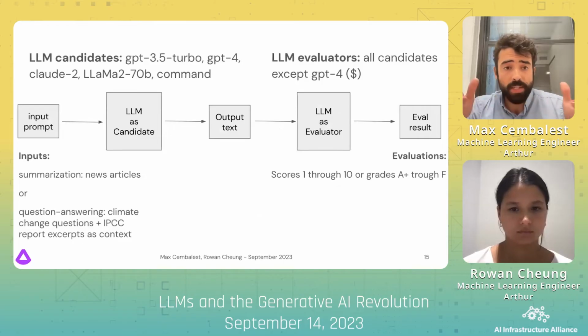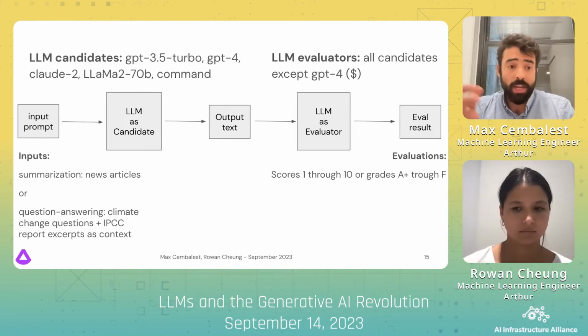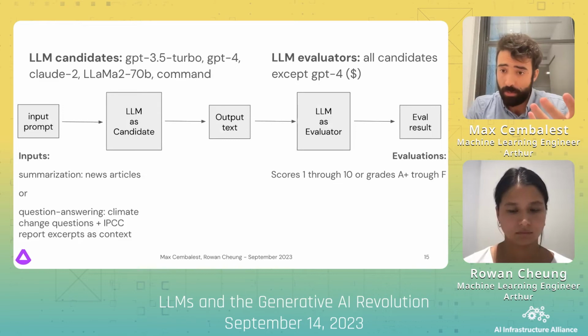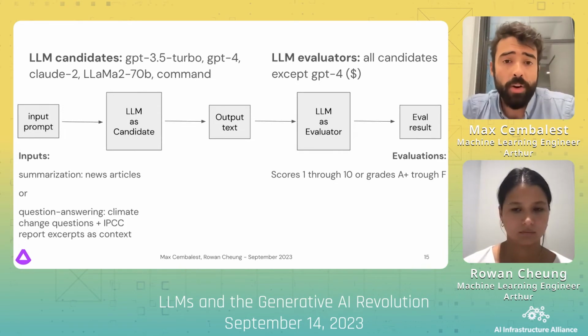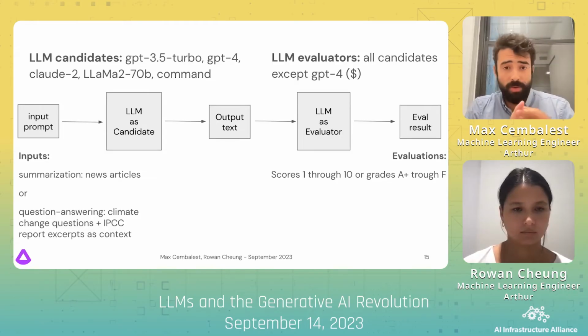So this is a quick overview of the first set of experiments we ran. We took two very popular use cases that we've been seeing a lot so far: summarization and question answering, some kind of question given some context that can help produce the answer. And we compared 5 different LLMs as candidates on these tasks: GPT 3.5 Turbo, GPT 4, Claude 2 from Anthropic, Llama 2 with 7 billion parameters, and the Command model from Cohere.